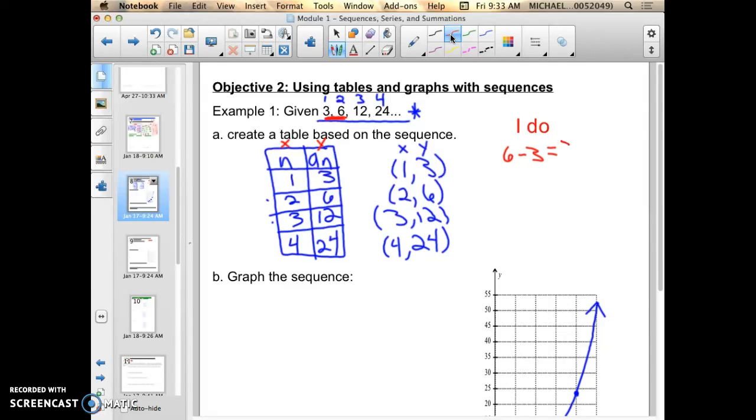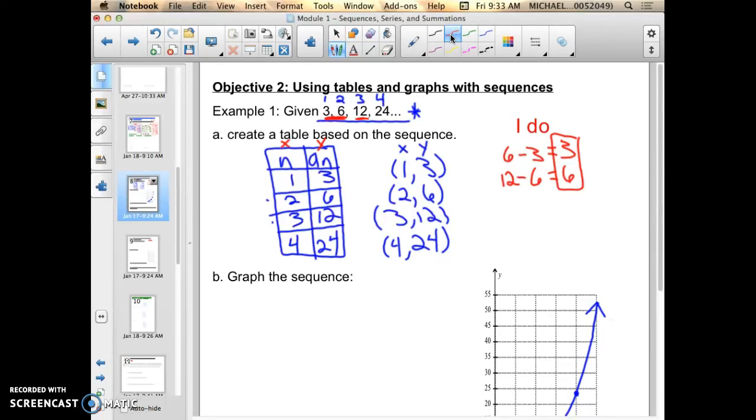6 minus 3 is 3. Check that work. Let's go to the third term, 12, and subtract the term before it, which is 6. 12 minus 6 is 6. These two are not the same. So I know that it is not arithmetic because it doesn't have a common difference if I subtract.